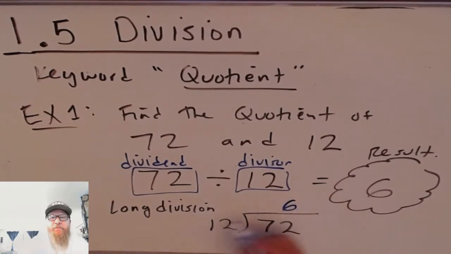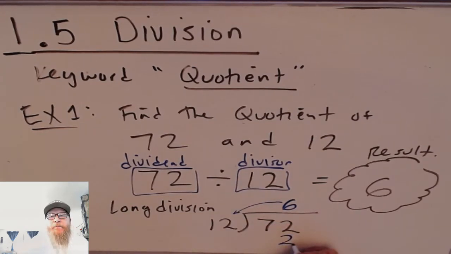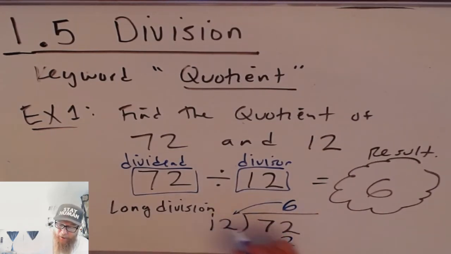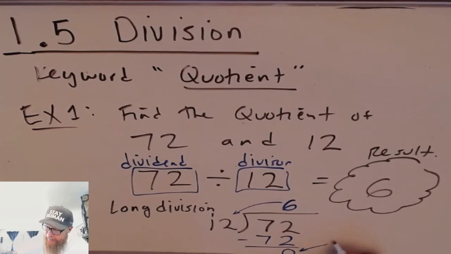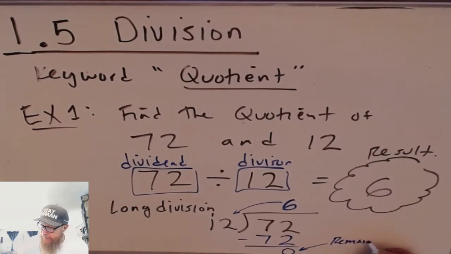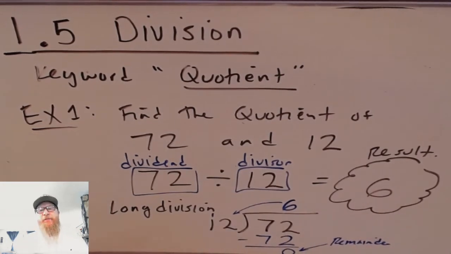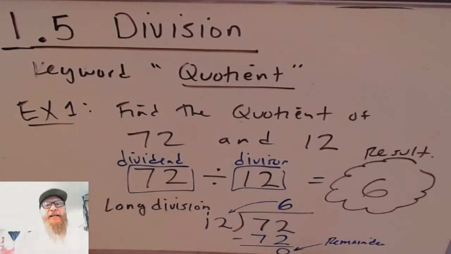6. And now you multiply. 6 times 2 is 12. Carry the 1. 6 times 1 is 6, plus 1 is 7. And then you subtract. And the remainder is 0. So that's the basic idea of finding quotients with no remainder. These would be exact quotients with no remainder.